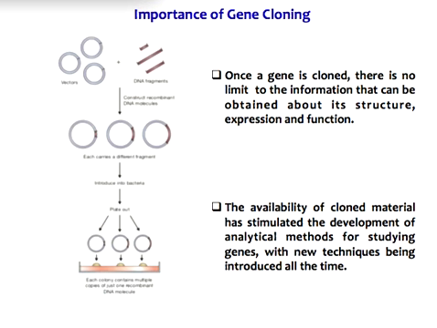You can allow the protein to be expressed by that particular gene, and so on and so forth. Now the question comes, what is the importance of gene cloning? The foremost important task is that once a gene is cloned, there is no limit to the information that can be obtained about its structure, expression, and function. Together this is called characterization of a gene. If you want to characterize a particular gene which was not known previously, gene cloning is essential. And the second is that the availability of the cloned material has stimulated the development of analytical methods for studying genes, with new techniques being introduced all the time. So this is the importance of gene cloning.